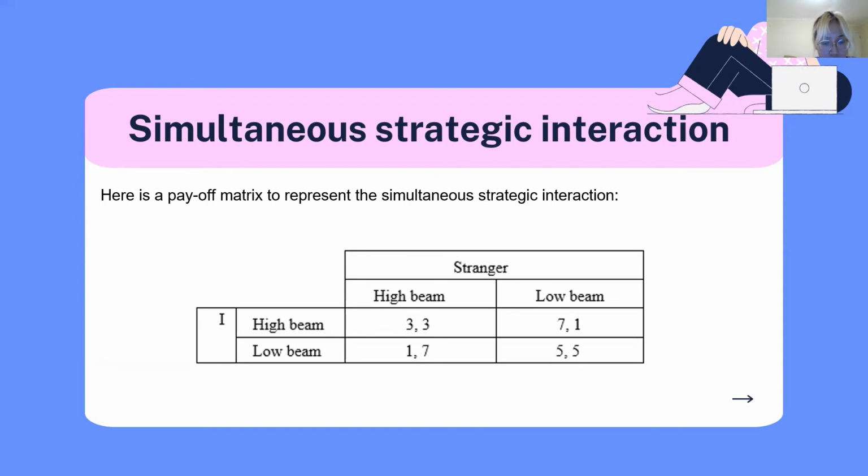So it is clearly seen that if both of us use high beam headlights, each of us gets 3. But if he uses high beam headlights and I use low beam headlights, he will receive 7 and I will receive 1, and vice versa. This is because I use low beam headlights, which improve his visibility, and he's using high beam headlights, which weakens my visibility. If both of us use low beam headlights, both will get 5.